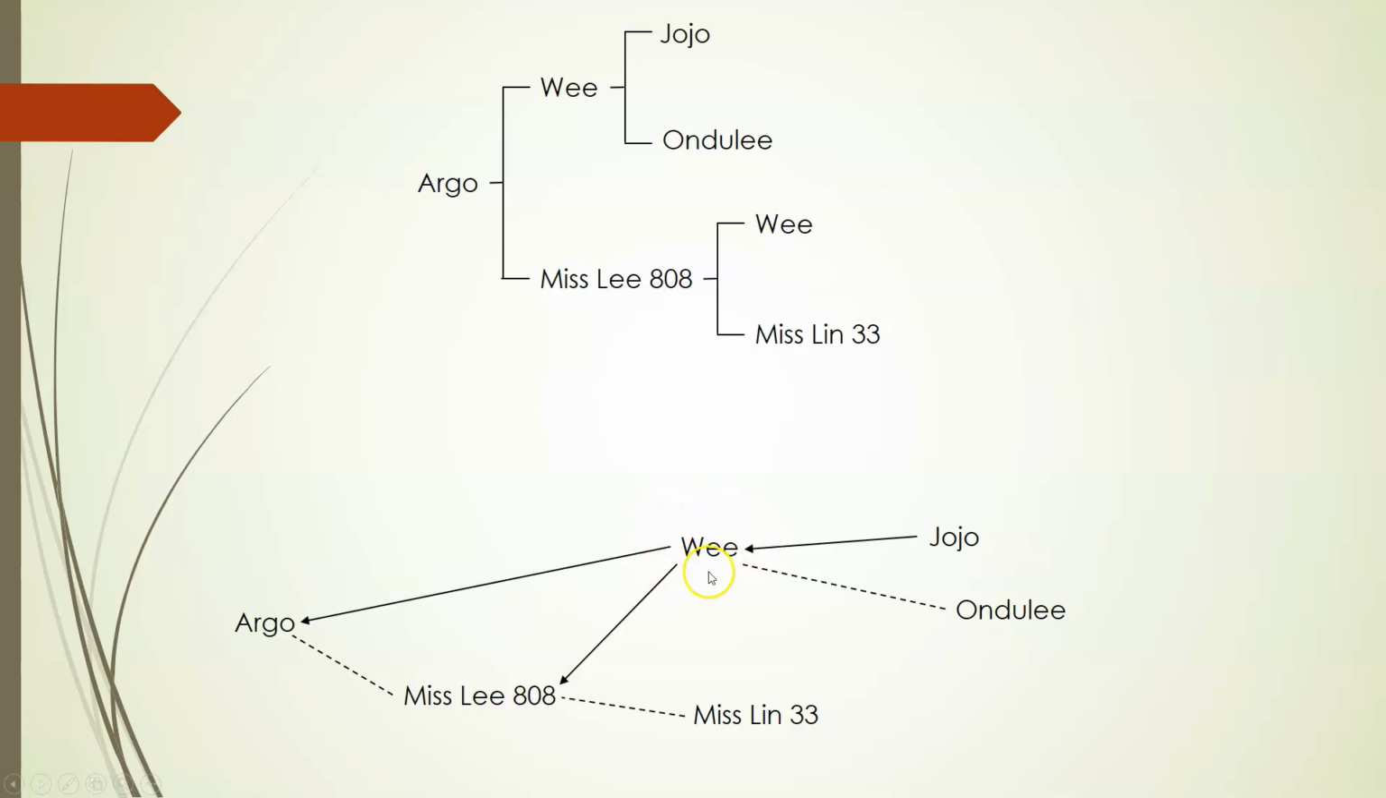We know that Wee is a commonality between the top side and the bottom side. So instead of Wee being listed twice, he's simply listed once. But we show here, using this solid line, that he is both the sire of Argo and Miss Lee 808. So that's just an example to simplify the pedigree into an arrow diagram. And it's really important to use these arrow diagrams in what we're going to be doing in the future. These are real examples of Charolais cattle that I'm showing you right here.